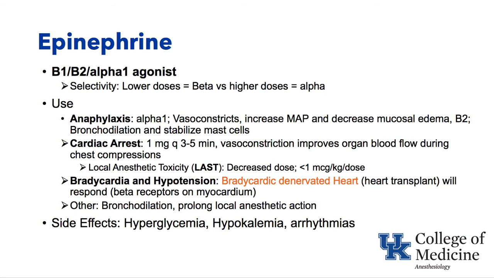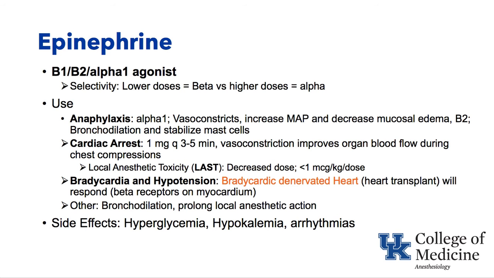In patients who have had a heart transplant, the vagus nerve has been cut as well as the sympathetic nerves T1 through T4, so it's called a denervated heart. If that heart becomes bradycardic, remember that it still has beta receptors present on the muscle, in fact can be upregulated and will respond to beta agonism. So in a patient who has had a heart transplant and is bradycardic and hypotensive, both, epinephrine would be indicated, because not only would it increase the heart rate, but the alpha effects would result in vasoconstriction, correcting both the bradycardia and the hypotension.